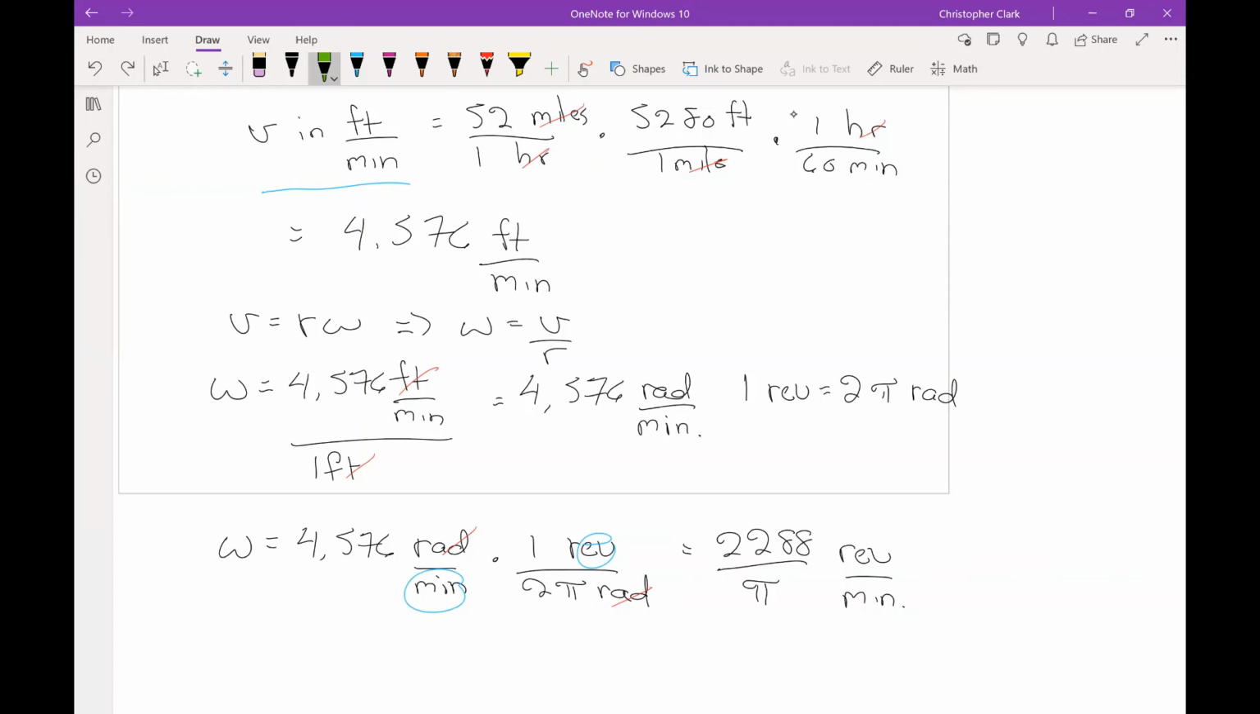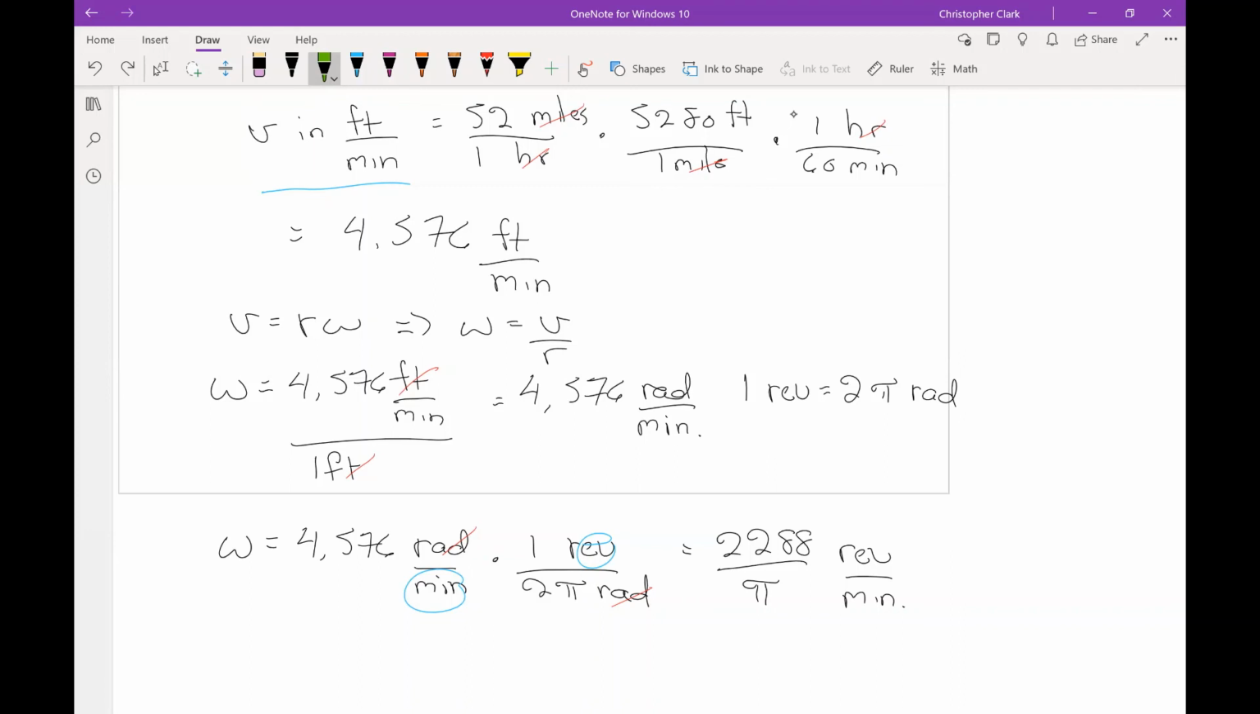Now, what would have happened if you didn't convert the original radius into feet? Well, that's not a problem. It just means that you would need to take this 4,576 feet per minute and convert that into some number of inches per minute. Not a problem. The inches would still cancel out and you'd be in a good place.